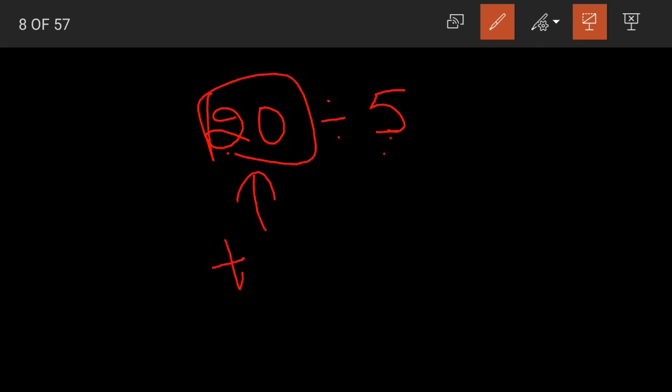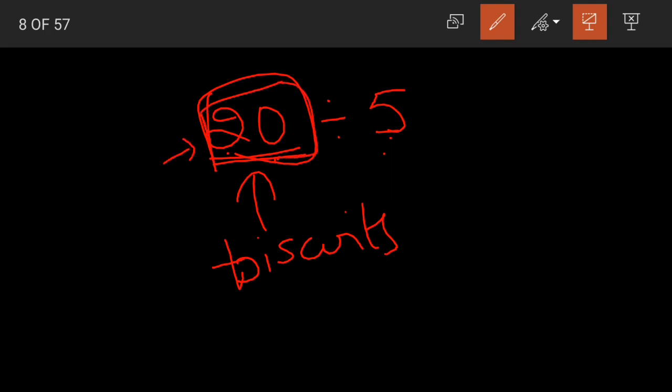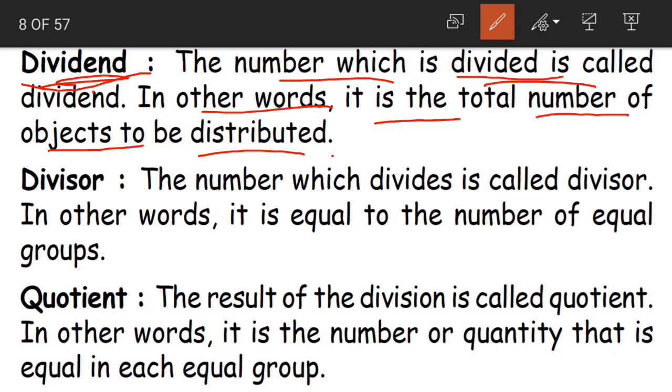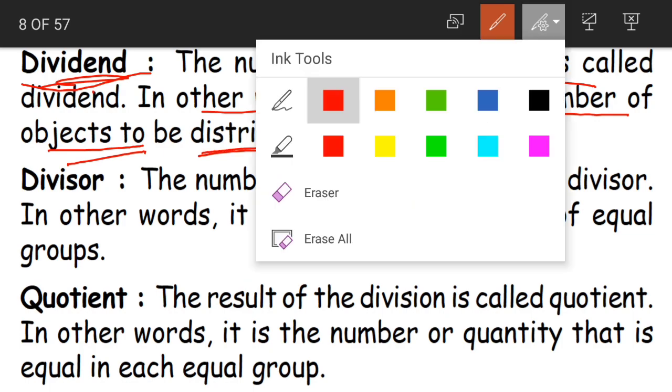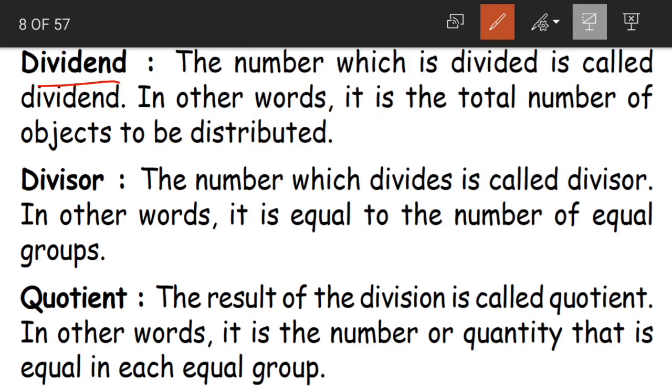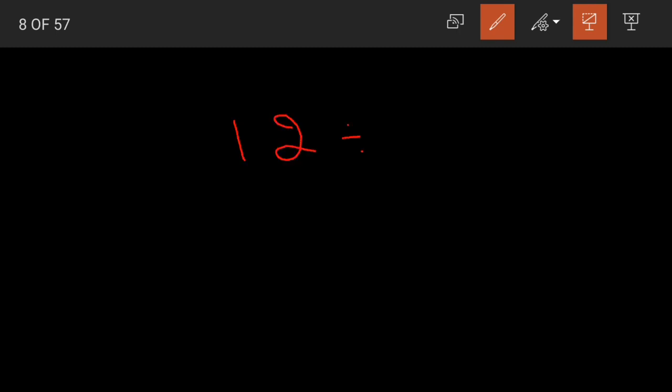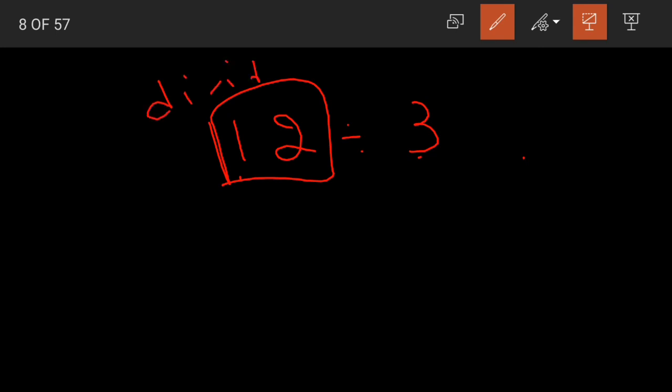As in the previous example, 20 biscuits were to be divided into 5 groups. Here 20 is the total number of biscuits, right? This is the total number of objects here, so this becomes our dividend. The number which is divided, or the total number of objects to be distributed, becomes our dividend. And the dividend is the larger number in division, children. See, 12 divided by 3. The larger number will be our dividend.